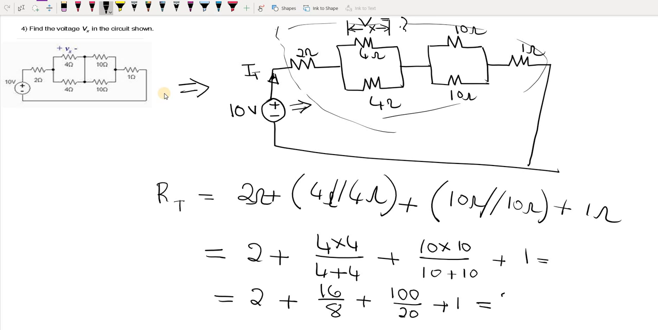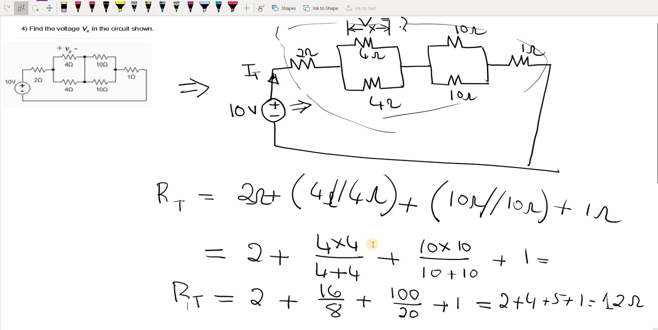So anyway, that same value I will get. So the answer is 2 plus 4 plus 5 plus 1 is equal to, how much it is? 12 ohms. 12 ohms, correct, no? So R total is 12 ohms. So now I can easily mark the currents. I can find the current now.